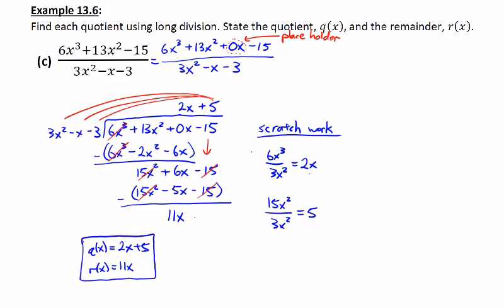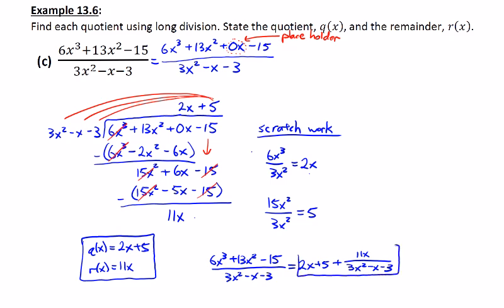The other thing that I will do is write out the answer to the division problem. So we were taking 6x cubed plus 13x squared minus 15, and we were dividing it by 3x squared minus x minus 3. So that is going to be equal to the quotient plus the remainder over the divisor. I'll box that in as the answer to the division problem.